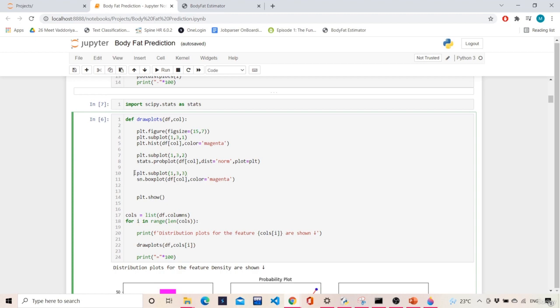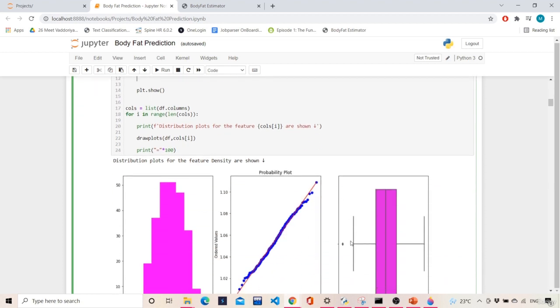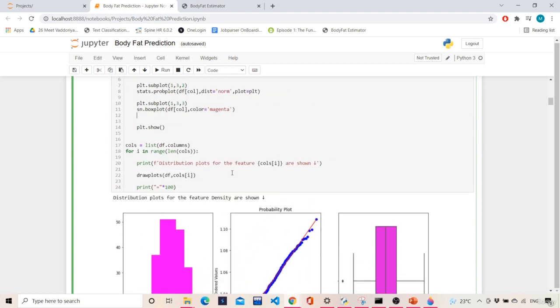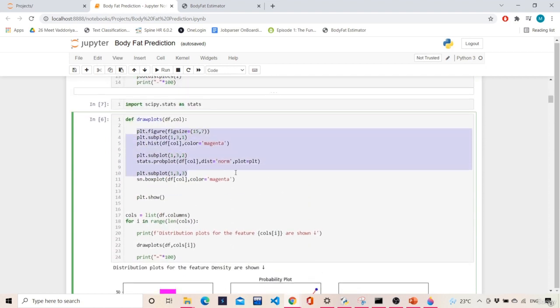And then the box plot. We use the box plot for finding out whether there are outliers or not. So in the box plot, basically it will help us to know whether there are outliers in our distribution or not. So these are the three combinations of plots which I'm using in the subplot, and plt.show will plot all these three columns.